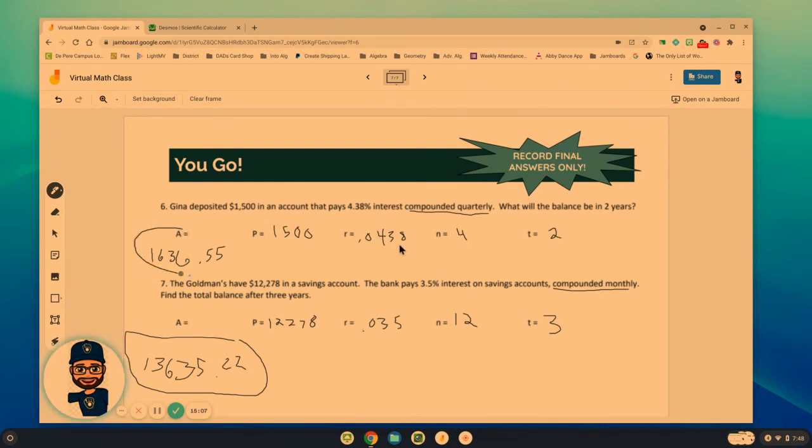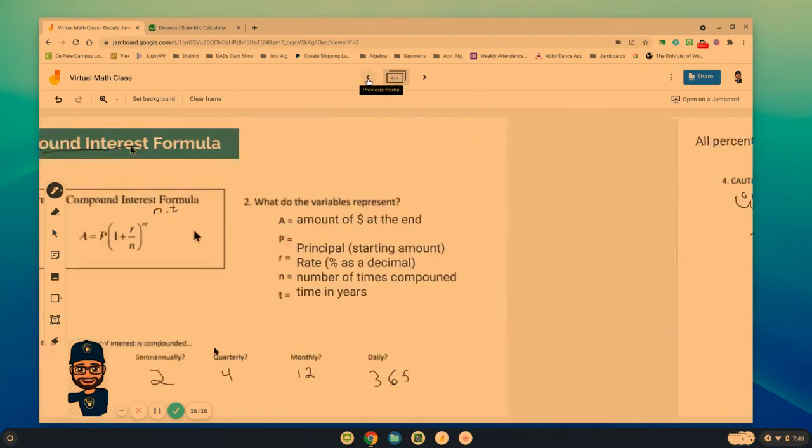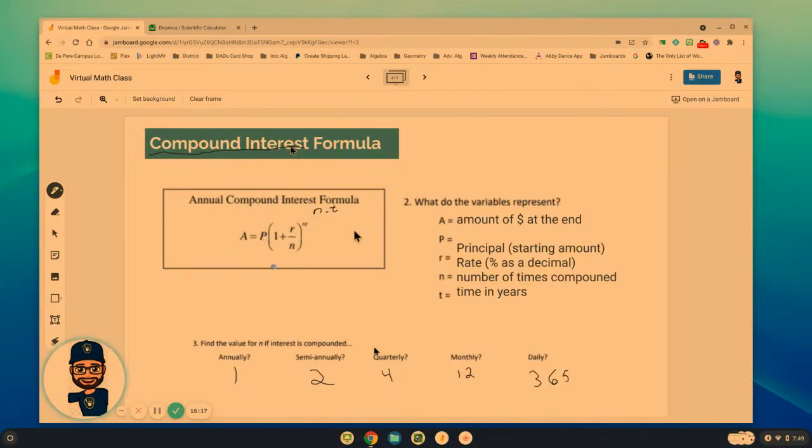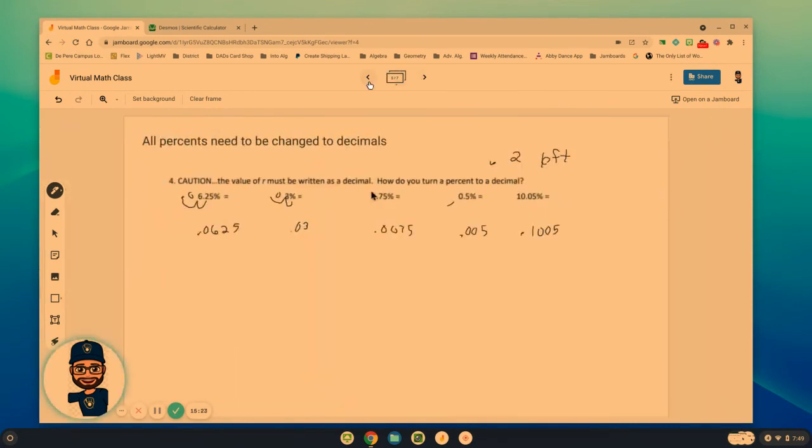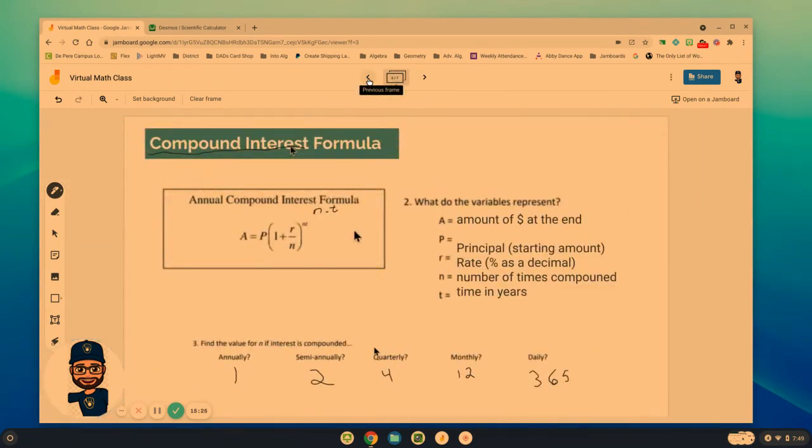So hopefully you understand where I'm grabbing the different variables, P, R, N, and T, and then all I'm doing is using them in this equation inside of decimals to find their final value. Today, you're going to be working on a few introduction problems related to finding that compound interest. Please make sure you try the practice problems, and if you have any questions, reach out.